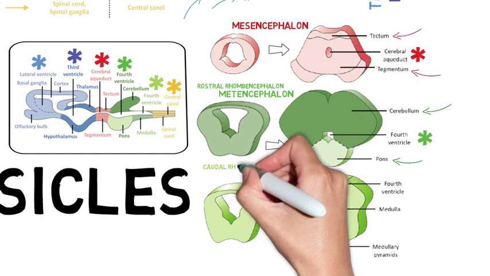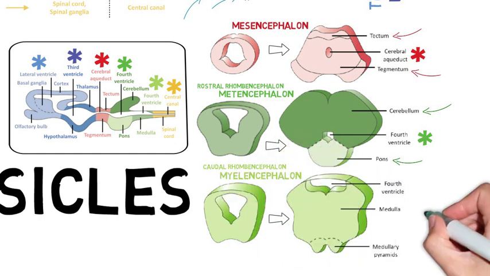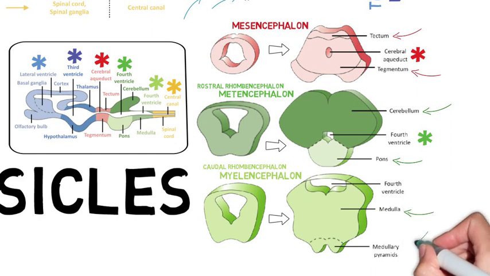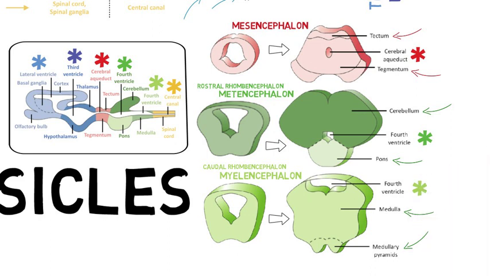The caudal rhombencephalon, or myelencephalon, differentiates into the medulla. The medullary pyramids are bundles of axons coursing caudally towards the spinal cord. The CSF-filled space at the core of the medulla is the 4th ventricle.